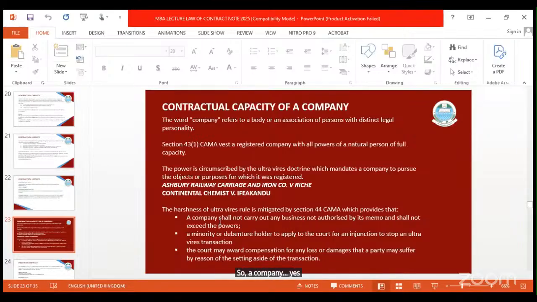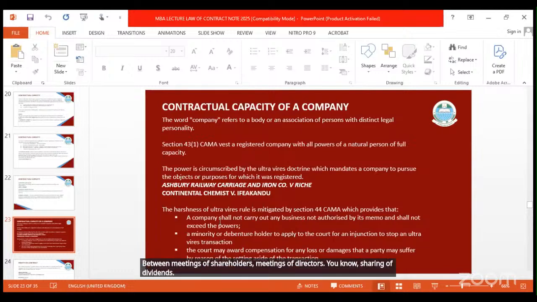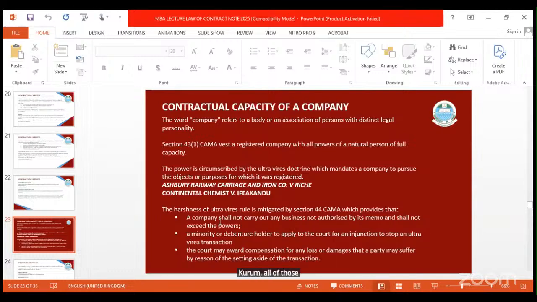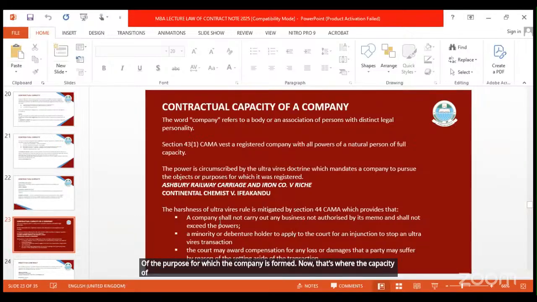So if you look at the memorandum of a company, the articles has to do with the internal dealings of the company, like meetings of shareholders, meetings of directors, sharing of dividends, quorum, all of those things. These are things that you can find in the articles of a company. In the memorandum, there's a clause known as the object clause, the purpose for which the company is formed. That's where the capacity of a company is established.